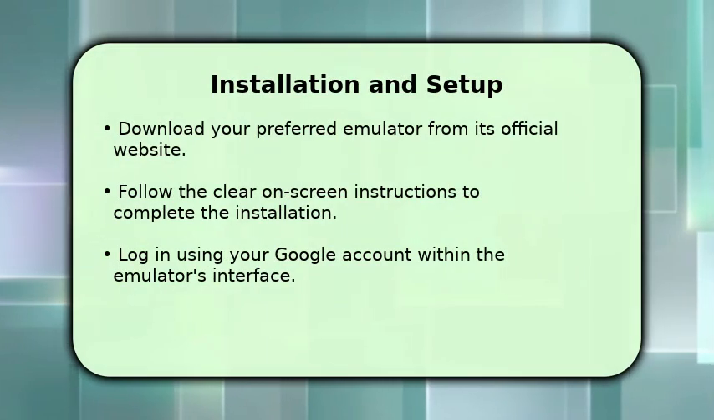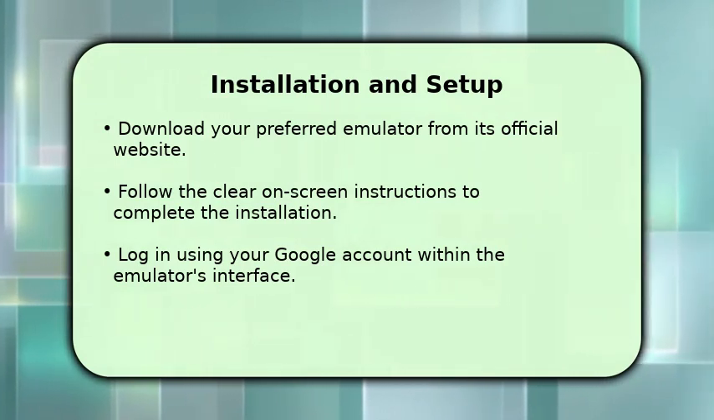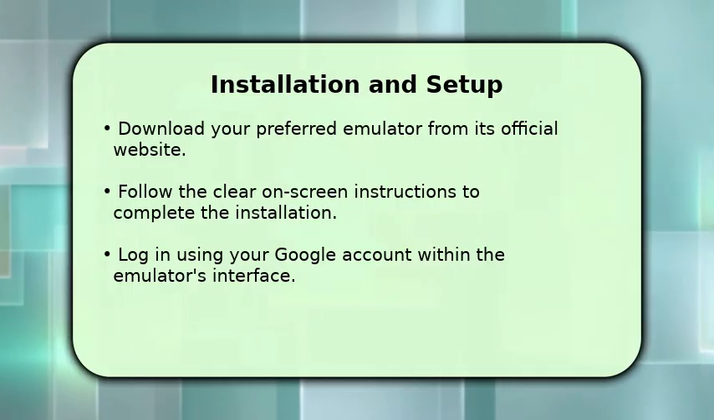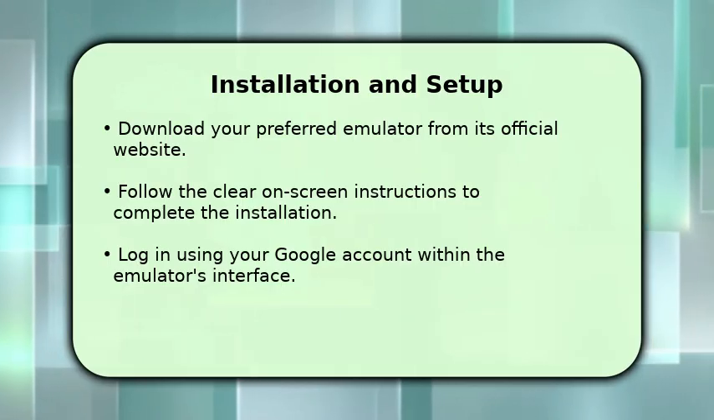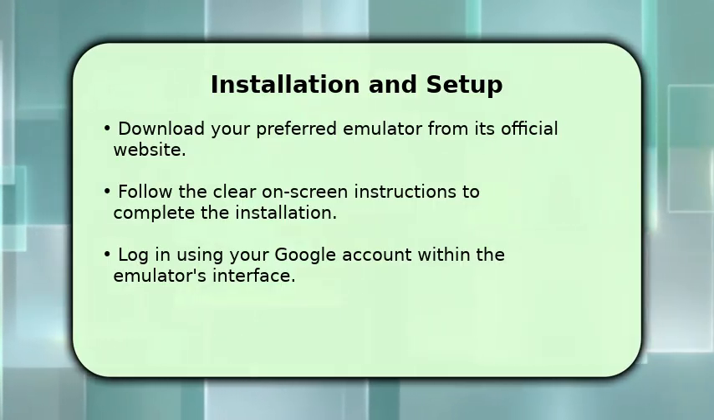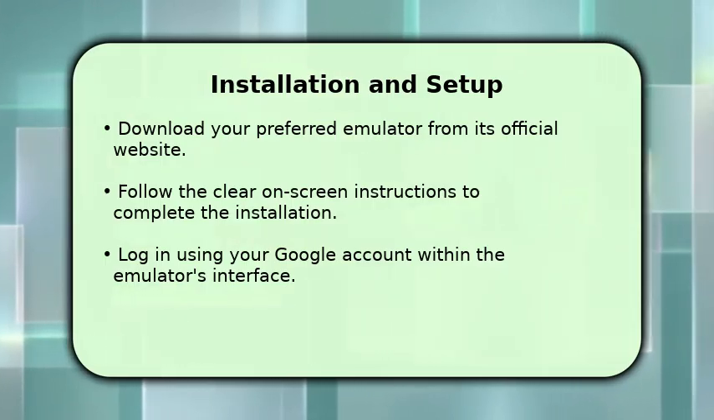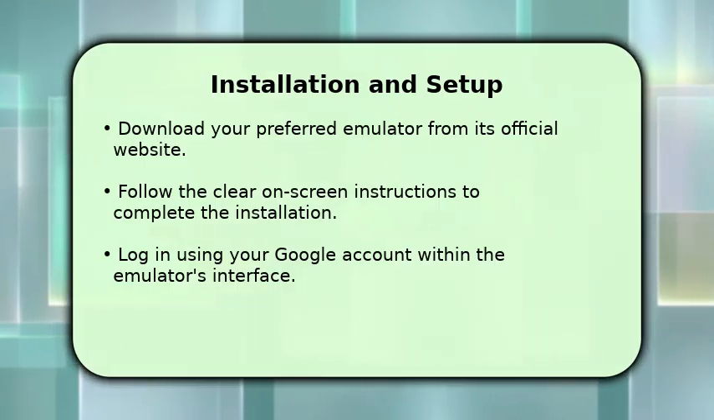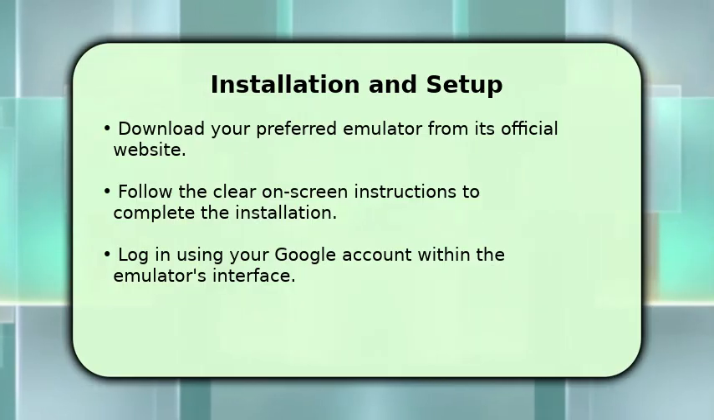Once you've chosen your emulator, the installation process is quite simple. First, download the installer from the official website of your chosen emulator. Then, follow the straightforward on-screen prompts to complete the installation on your Mac. After installation, launch the emulator and sign in with your Google account just as you would on an Android phone. Finally, open the Google Play Store within the emulator and install Pokémon Go. You'll be ready to play in just a few minutes.